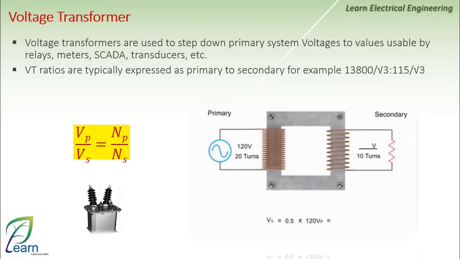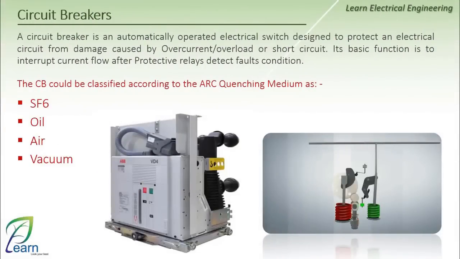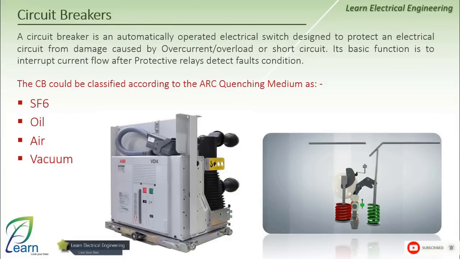The second element we have is the circuit breaker, and the circuit breaker is used to interrupt the current flow after the protection relay sees a fault and sends it a trip command. The circuit breaker can be classified based on the arc quenching medium, such as SF6, oil, air, and vacuum circuit breakers.